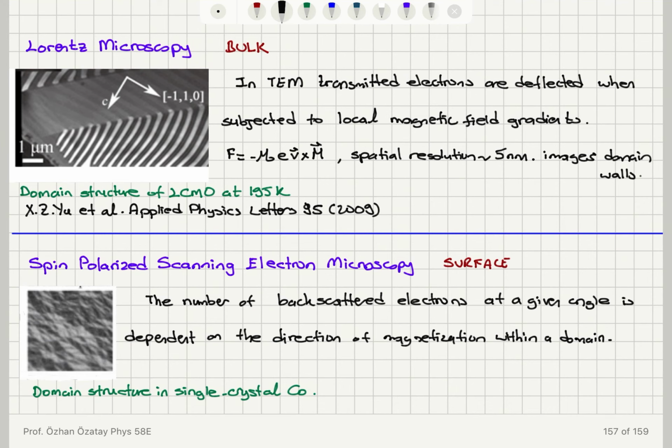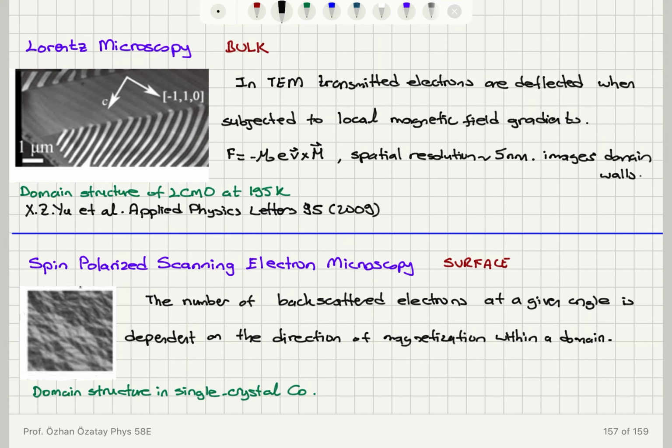Lorentz microscopy in the transmission electron microscope is based on the deflection of electrons when they see the local magnetic field gradients inside the film as they are transmitted. This has a very good resolution, 5 nanometers or so, and it images the domain walls because the large magnetic field gradients cause deflection of the electrons.